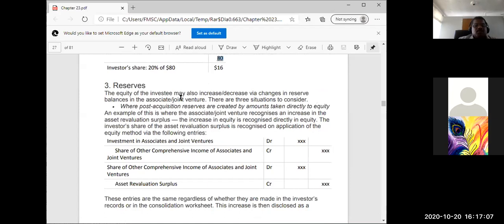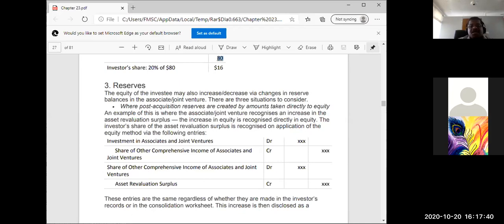Right. Reserve. The equity of the investee may also increase or decrease via changes in reserve balances in the associate or joint venture. There are three situations to consider. Three situations where post-acquisition reserves are created by amounts taken directly to equity. An example of this is where the associate or joint venture recognizes an increase in the asset revaluation surplus.